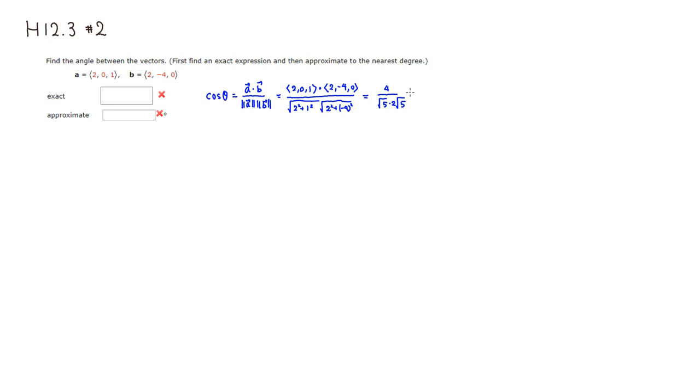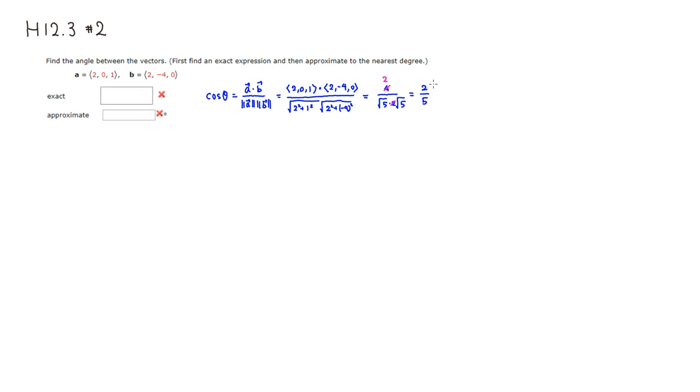If you simplify that, you can see that 4 and 2 cancel out, and you have a 2 left over, and you have a square root of 5 times square root of 5, which is 5, so you're going to have 2 over 5.